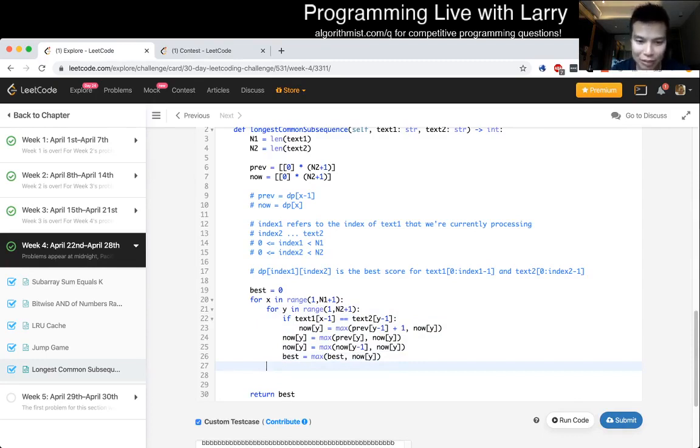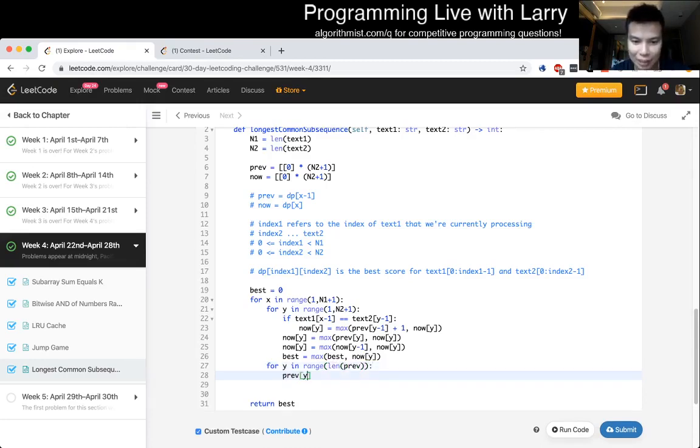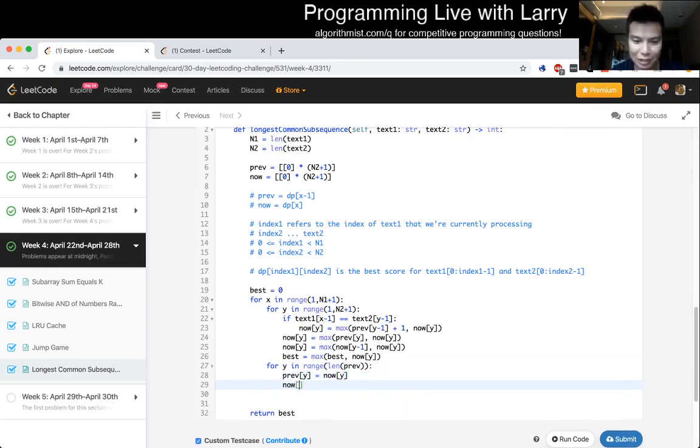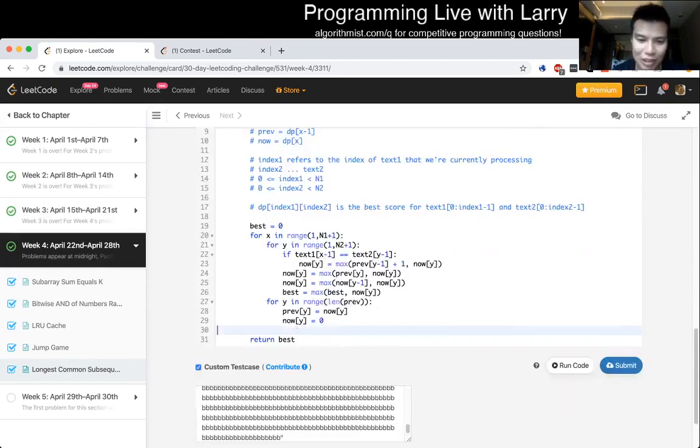So now we write for y in range, let's do len of previous, and then now previous sub y is equal to now sub y, and then now sub y we could set it to 0. It doesn't really matter. It's just a base case. Actually, yeah, no, it should be 0.